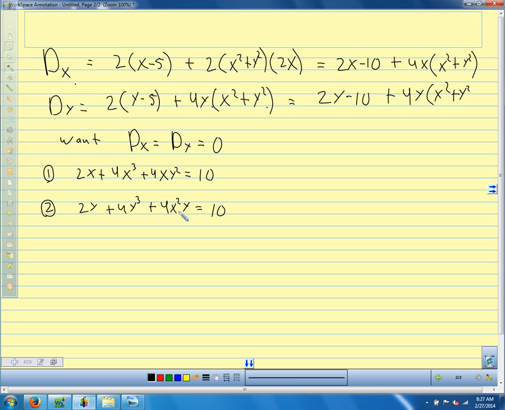So we want to subtract one from the other. The problem, the way it sits right now, is I have a 2x and a 2y, a 4x cubed and 4y cubed, and a 4xy squared and a 4x squared y. So Jason says multiply by xy. I think that would work. The idea that I had was, let's multiply the first by y, and multiply 2 by x, and then subtract.